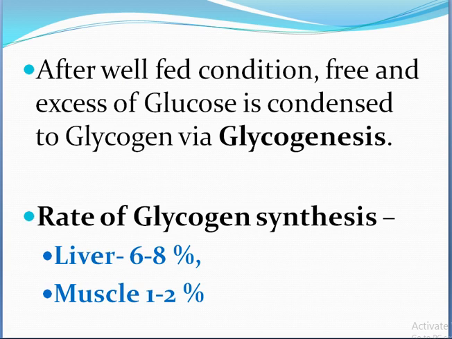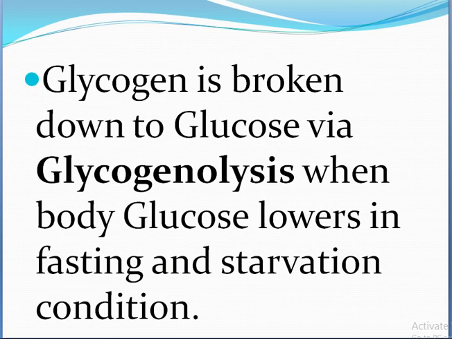After the well-fed condition, free and excess glucose is condensed into glycogen in glycogenesis. The main place where it is stored is the liver. Through the process of glycogenesis it is synthesized, and whenever the body requires energy, it is broken up by glycogenolysis.